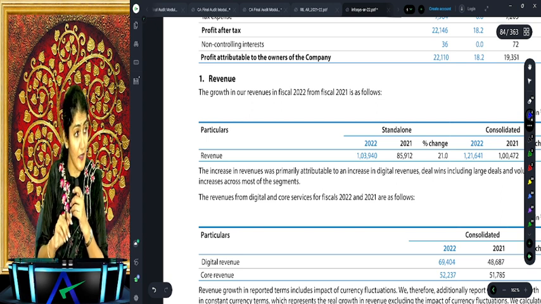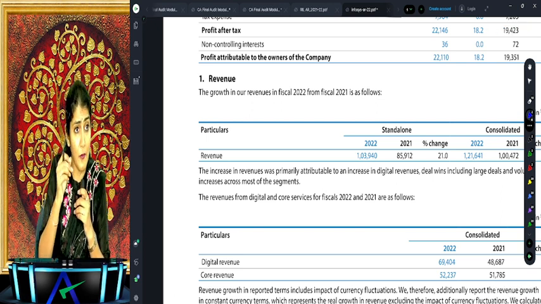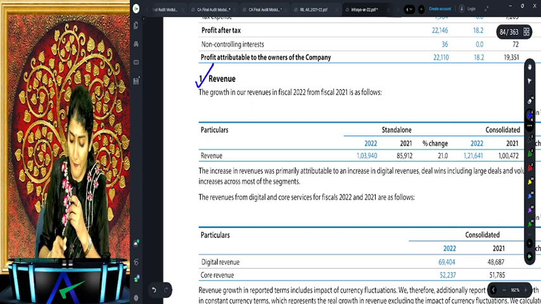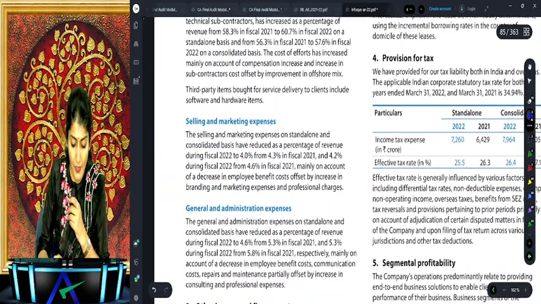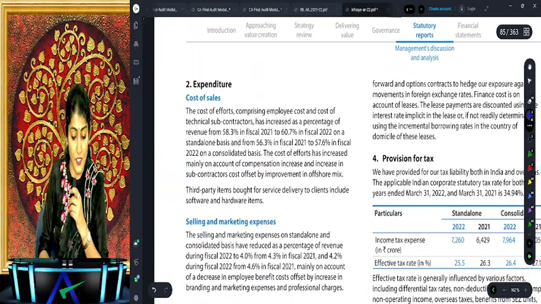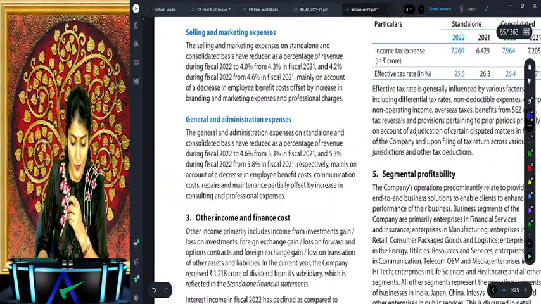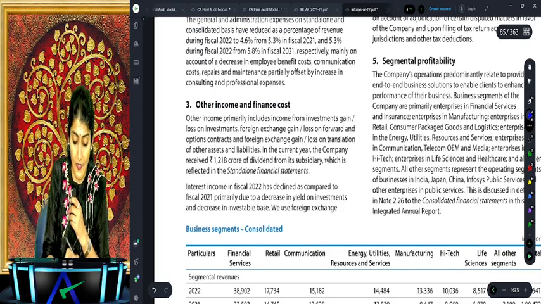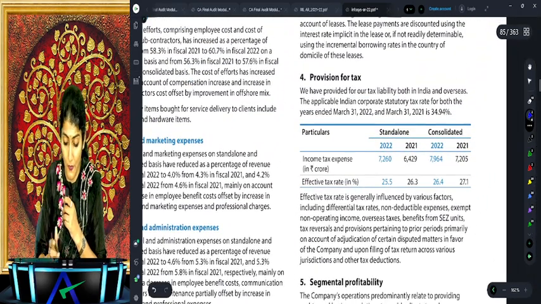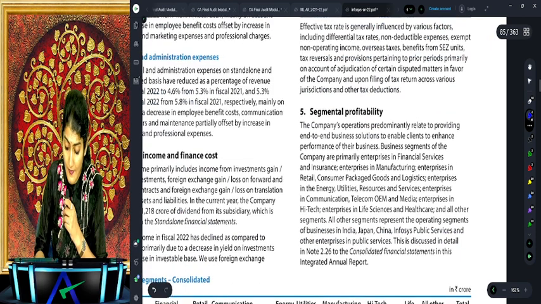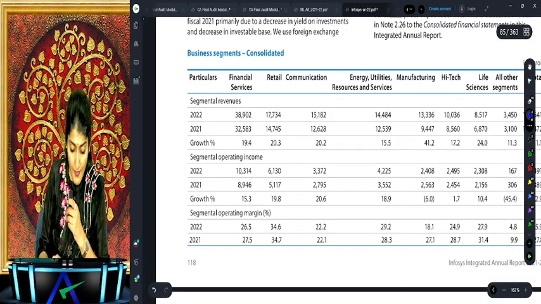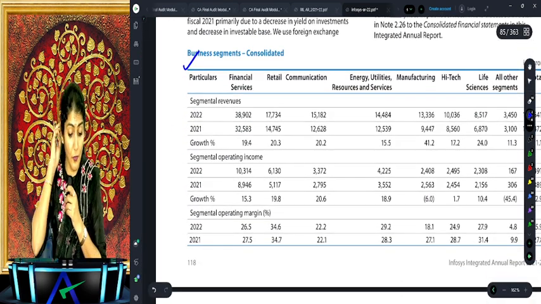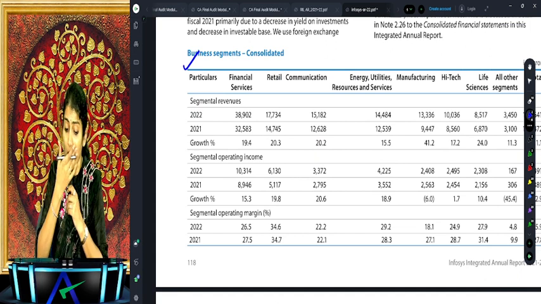Again, what they sit and discuss over there is each and every item of the P&L also, that is revenue. How come there has been a change in the revenue? How there has been a change in the expenditure, cost of sales, selling, marketing, other income, and the finance cost. Then also the provision for tax. Then the segmental profitability, right? So business segments.